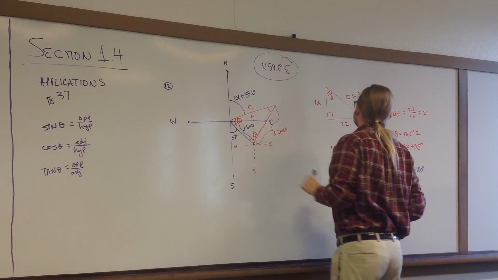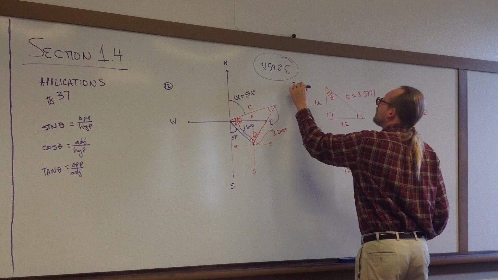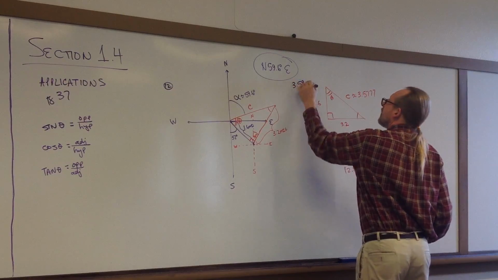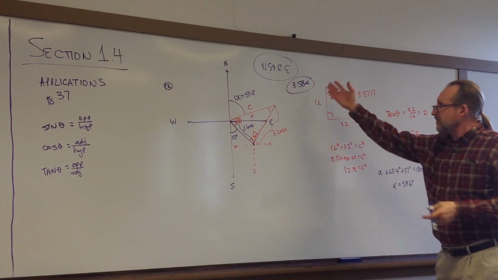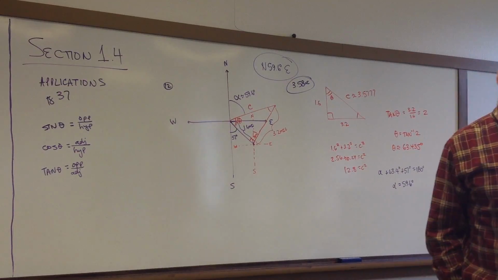59.6 degrees east of north, and the person is 3.58 miles from their starting point. If we rounded it to the nearest tenth, it would be 3.6 miles. Okay, that's kind of an interesting problem.